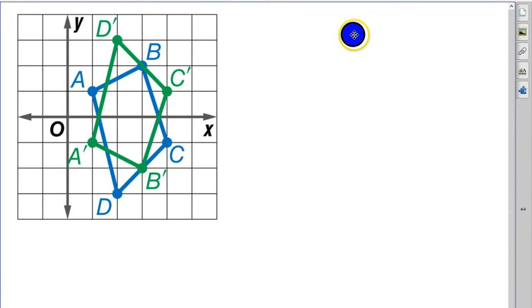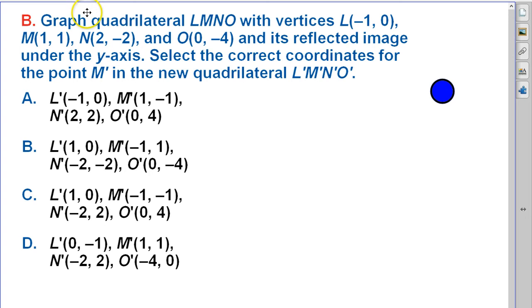And there's what it looks like. Okay, now our first example of this is they're going to ask us to graph it. I'm just going to ask you to do it from the formulas, and then I'll show you the graph afterwards just for the sake of time, because otherwise it would take us too long to do this. But we have got LMNO. Here are the 4 vertices for it, and we're going to reflect its image under the y-axis.